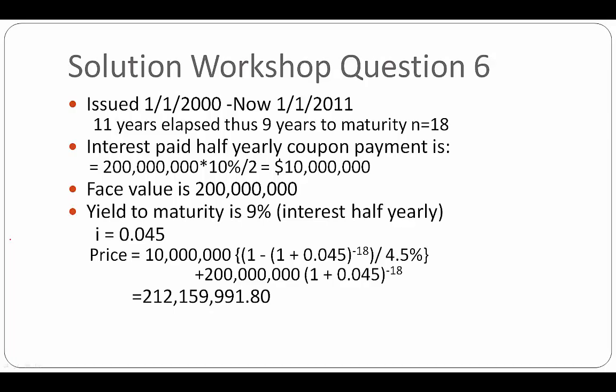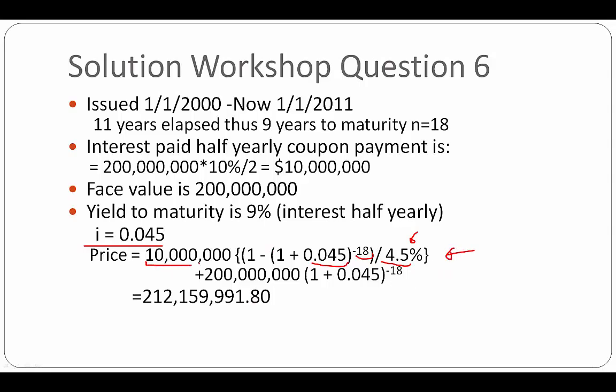The coupon rate is 10% per annum, but coupon's paid twice a year. So 5% of 200 million is 10 million. So we've got a face value of 200 million, a coupon of 10 million. The yield to maturity is 9%, but that's per annum. Half yearly is 4.5%. So we are working out the present value of an annuity that goes for 18 periods at 4.5%. Okay. Look, I probably should have written 0.045 here.